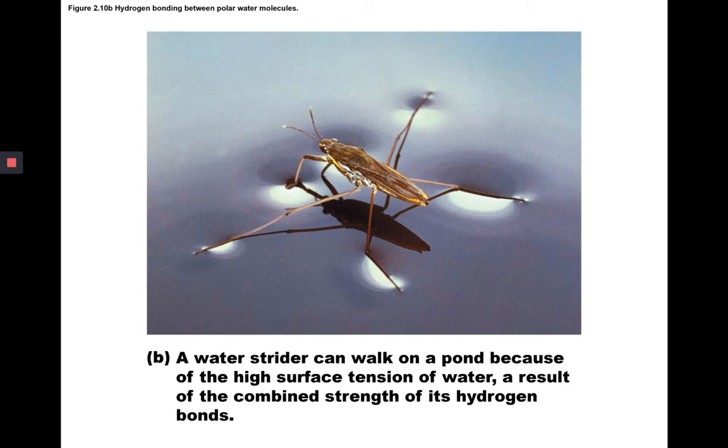And here's an example of the surface tension created because of the hydrogen bonds. Small insects like the water strider are able to walk on pond water because of the high surface tension of this type of bond, especially created in polar molecules like water.